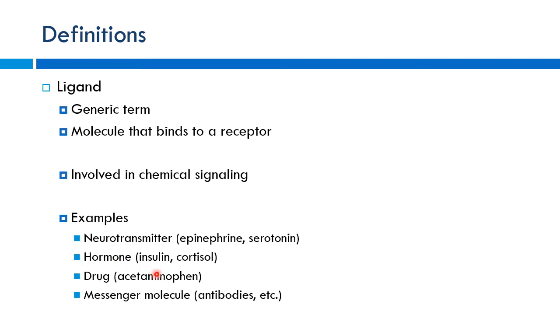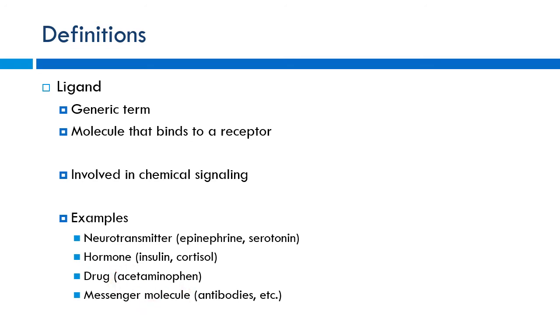Hormones, so things like insulin, which again, insulin does what to the body? Lowers blood sugar, absolutely. And cortisol, anyone remember what that is? Yeah, it can actually raise blood sugar, but it's a stress hormone, right? You're going to find insulin and cortisol effects all the way throughout the body. But also drugs, like acetaminophen. Anyone know the brand name for that? Tylenol.